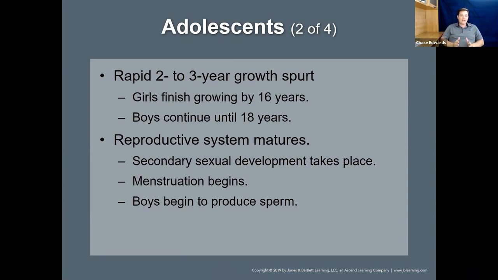By the middle of adolescence, boys are able to produce sperm and girls' ovaries start releasing eggs for fertilization. Acne can also occur due to hormonal changes. And continuing on with the trend, unintentional injuries are still the leading cause of death for adolescents.